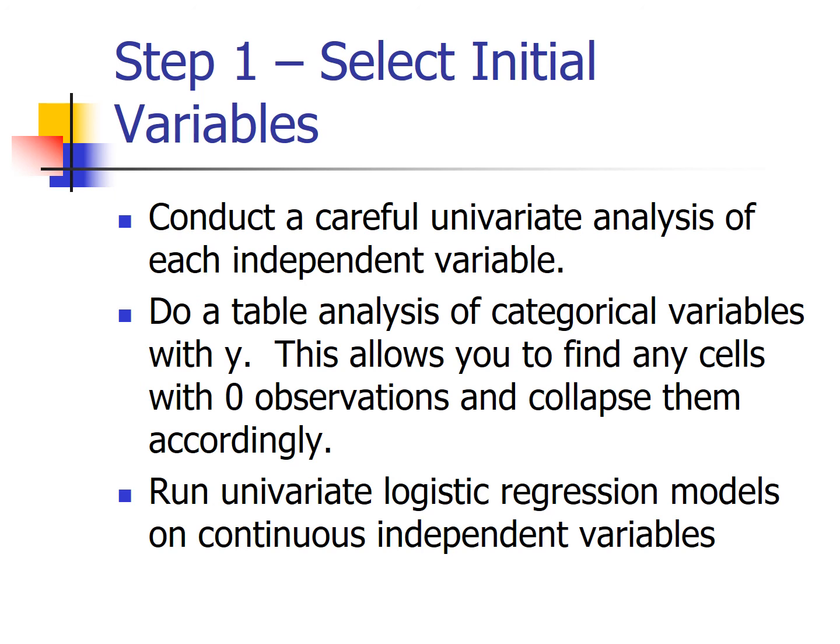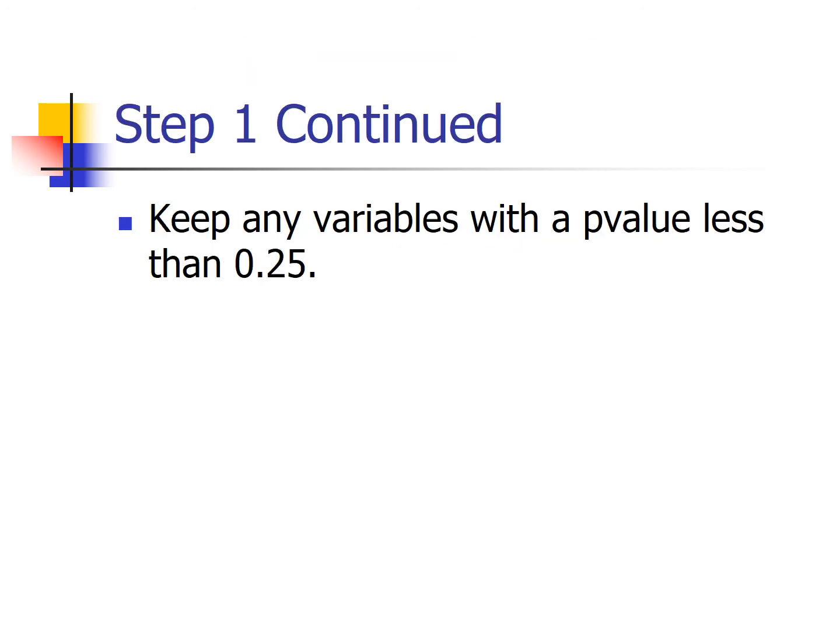And then of course we can't make tables with continuous explanatory variables, so just run a univariate logistic regression model. And keep any variables that have p-values less than 0.25. So this is a generous p-value. But it's kind of a first step to maybe wash out a couple of variables that just seem very, very non-significant. It's a little bit of a washout test.